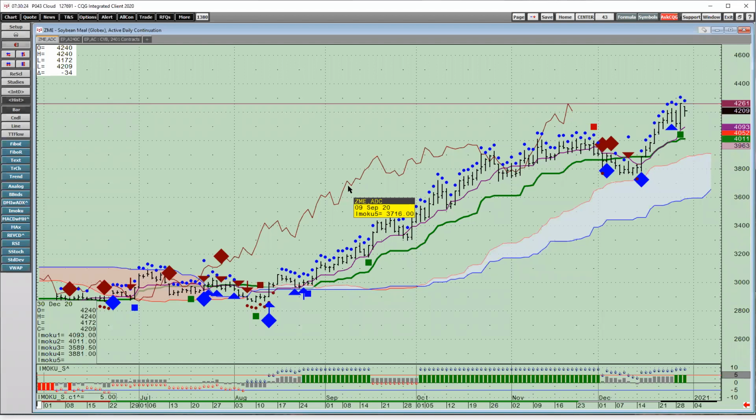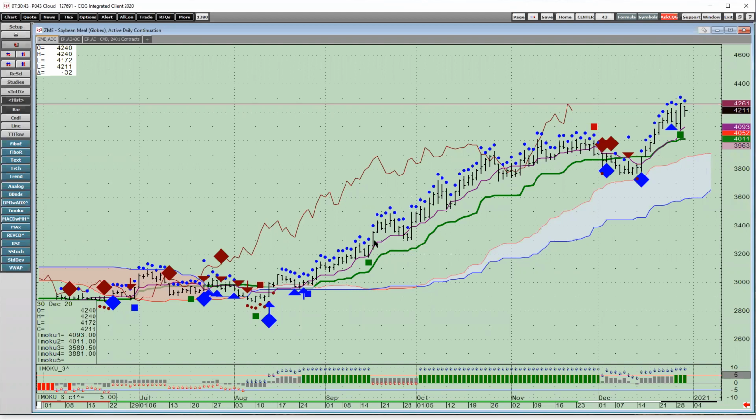So if we start to go through some of these on an individual basis, if we look at the brown line, again, we're looking at the midpoint of the last 9 periods.